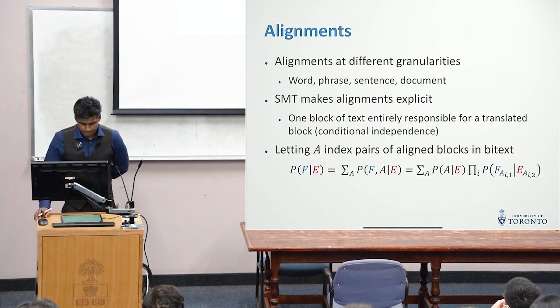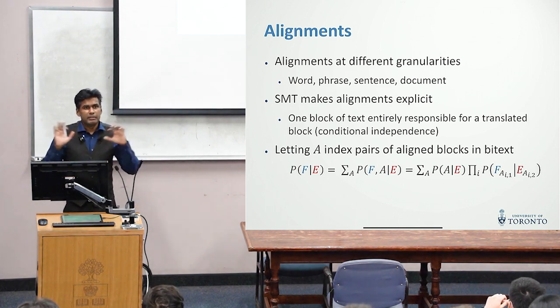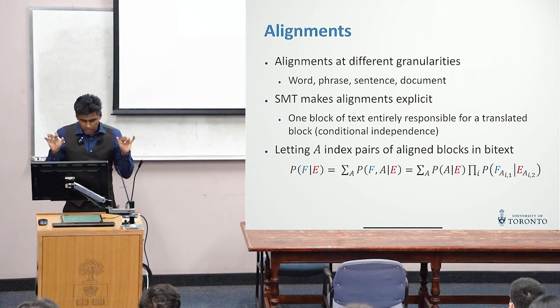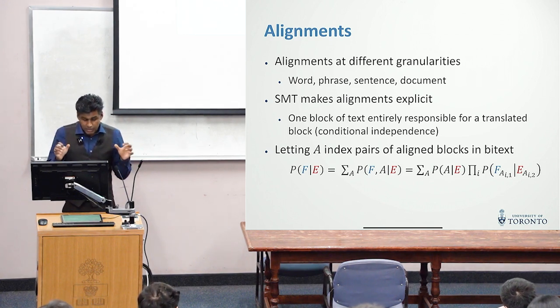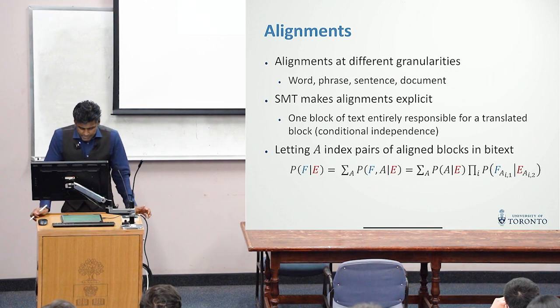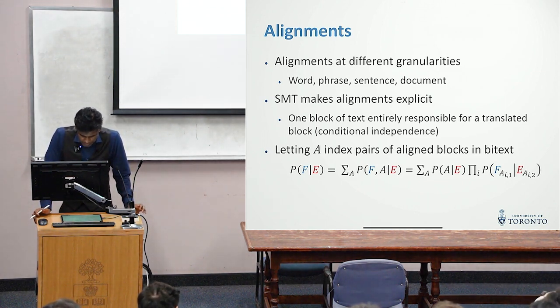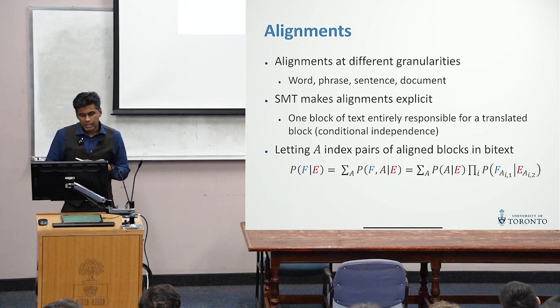Okay, so as I was saying, you have documents that mean exactly the same, but within that document you can align the components at different granularity levels. You can align them word by word, at sentence level, at phrase level, etc. Right? And in statistical machine translation, these alignments are very explicit and heuristic. So one block of text entirely is responsible for a translated block. So what we need to proceed is some kind of alignment between the documents.